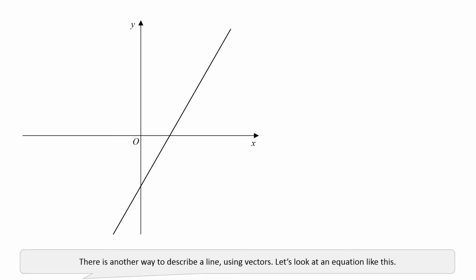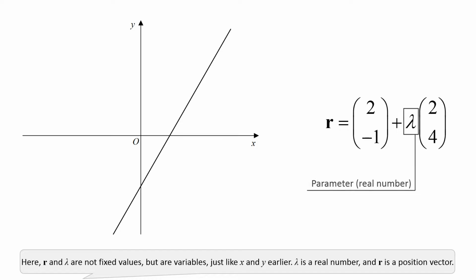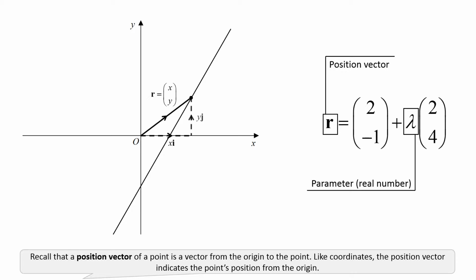There is another way to describe a line, using vectors. Let's look at an equation like this. Here, r and lambda are not fixed values, but are variables, just like x and y earlier. Lambda is a real number, and r is a position vector. Recall that a position vector of a point is a vector from the origin to the point. Like coordinates, the position vector indicates the point's position from the origin.